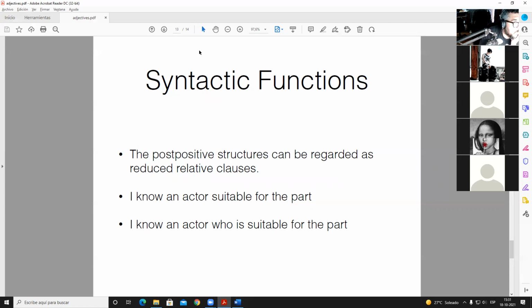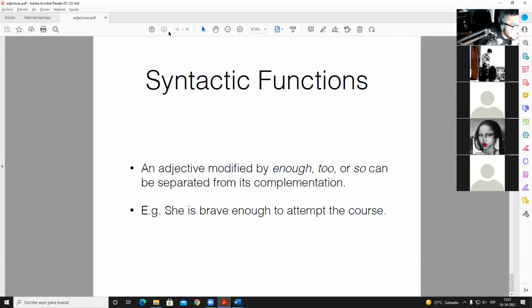It's a reduced form. I already said that. Última, syntactic functions. An adjective modified by enough, to, or so can be separated from its complementation. She is brave enough to attempt the course. It's basically the very same we already did, right? She is, how is she? Brave enough to attempt the course. Therefore, the post-positive adverb enough is separating the adjective head brave from its complement, to attempt the course.